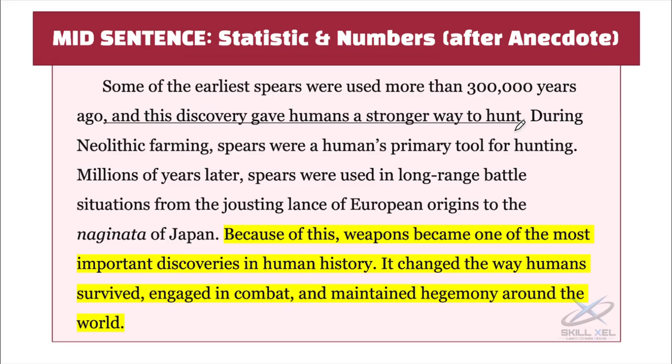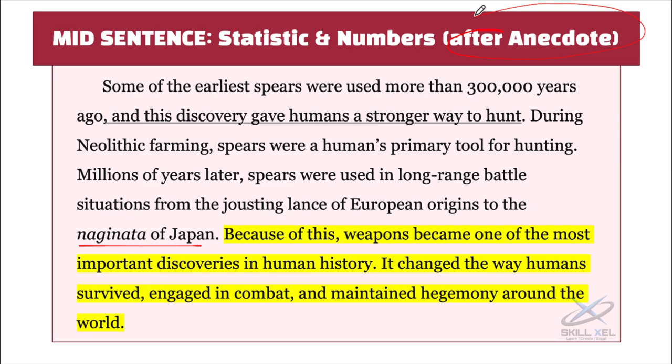Just understand that when you're using statistics and numbers, you can use them after anecdotes, or you can use them here at the beginning of historical context style sentences. But anecdotes would be like during Neolithic farming, spears were a human's primary tool for hunting. Millions of years later, spears were used in long-range battle situations, from the jousting lance of European origins to the naginata of Japan.